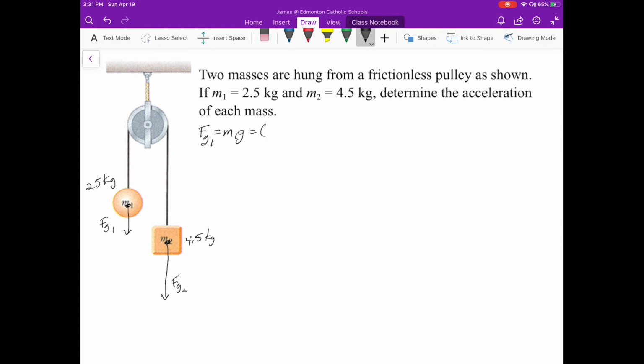Just mg, so we've got 2.5 kilograms times 9.81 meters per second squared. So the magnitude of that force is 24.525 newtons. And the magnitude of the gravitational force pulling down on the second mass can be found to be 44.145 newtons.